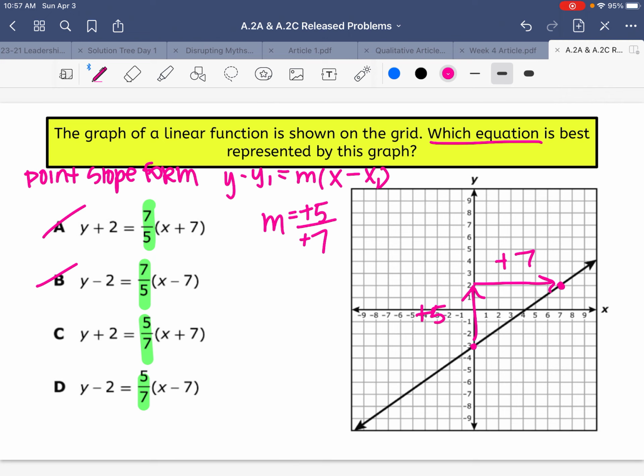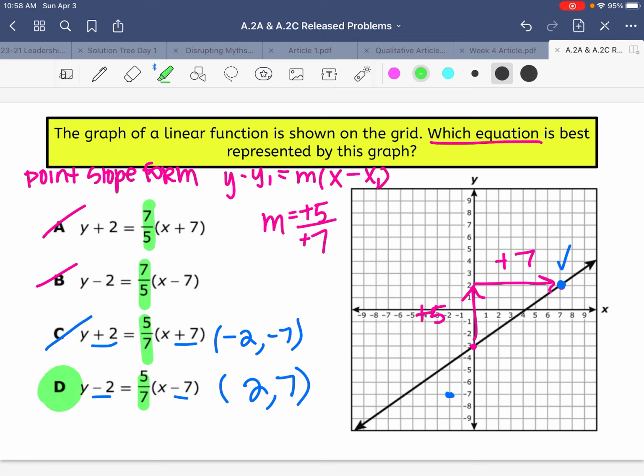Once I have that, now I'm choosing between C and D, so I need to figure out which point is on my line and which one is not. So for this to become plus 2 and plus 7, that means they're saying the point negative 2, negative 7 is on my line. And for this to be y minus 2, x minus 7, that point is a positive 2 and a positive 7. So when I go to graph negative 2, negative 7, that is not on my line, but positive 2, positive 7 is. So my answer choice is D.